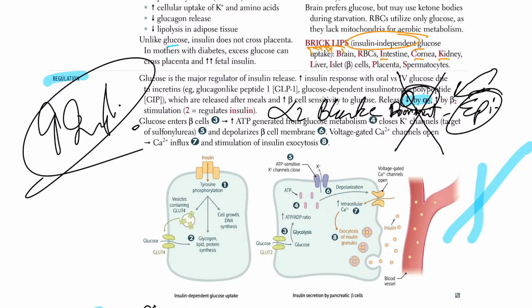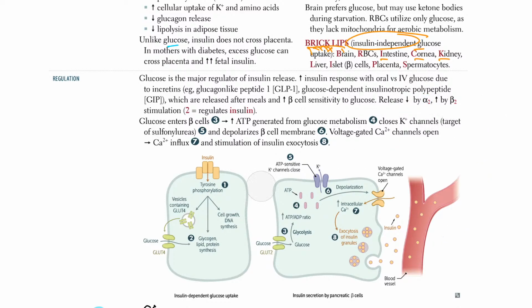Now the next thing is glucose enters the beta cells, and it leads to an increase in ATP generated from the glucose metabolism. So when we are reading this, let's also take a look at this picture. So picture 3.3 here. So here is the GLUT2. We said GLUT2 is bidirectional. So glucose is taken up by GLUT2. Where? Look at the insulin pancreatic beta cells.